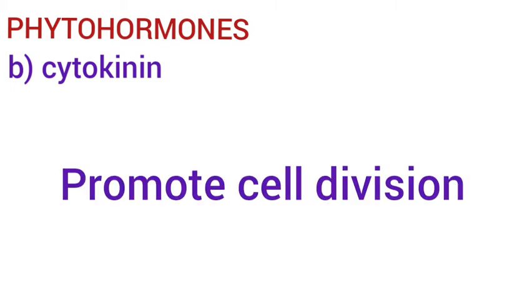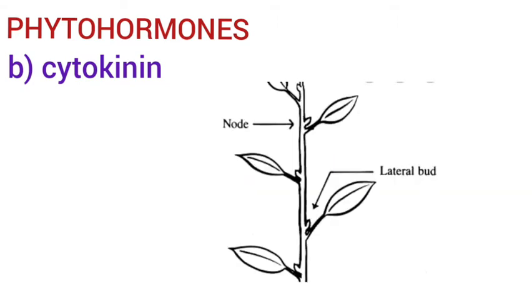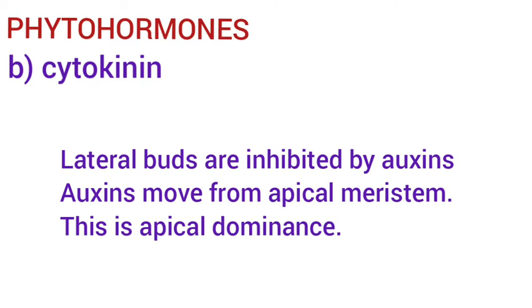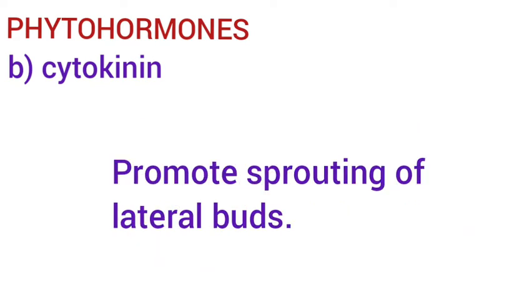They promote cell division. A lateral bud is a meristematic area on the side of a stem that gives rise to side branches. These lateral buds are inhibited by auxins, because auxins move from the apical meristem, which is the bud at the stem's tip. This phenomenon is called apical dominance. If the apical meristem is removed, auxin concentration drops. Cytokinin is promoted, causing the lateral bud to form. Thereby, cytokinins promote sprouting of lateral buds.